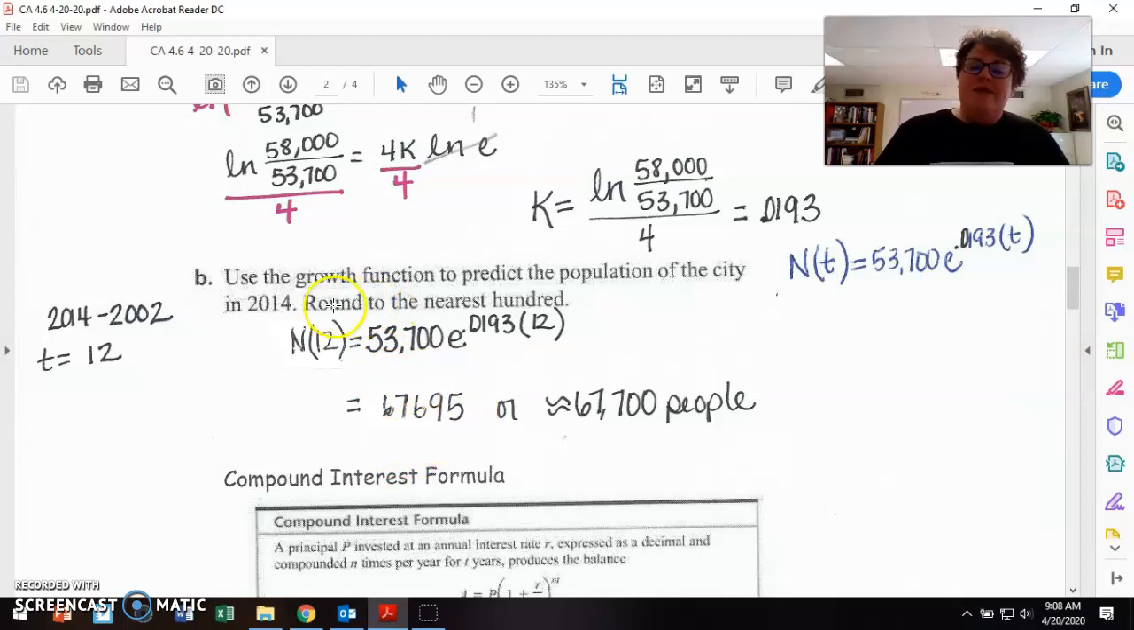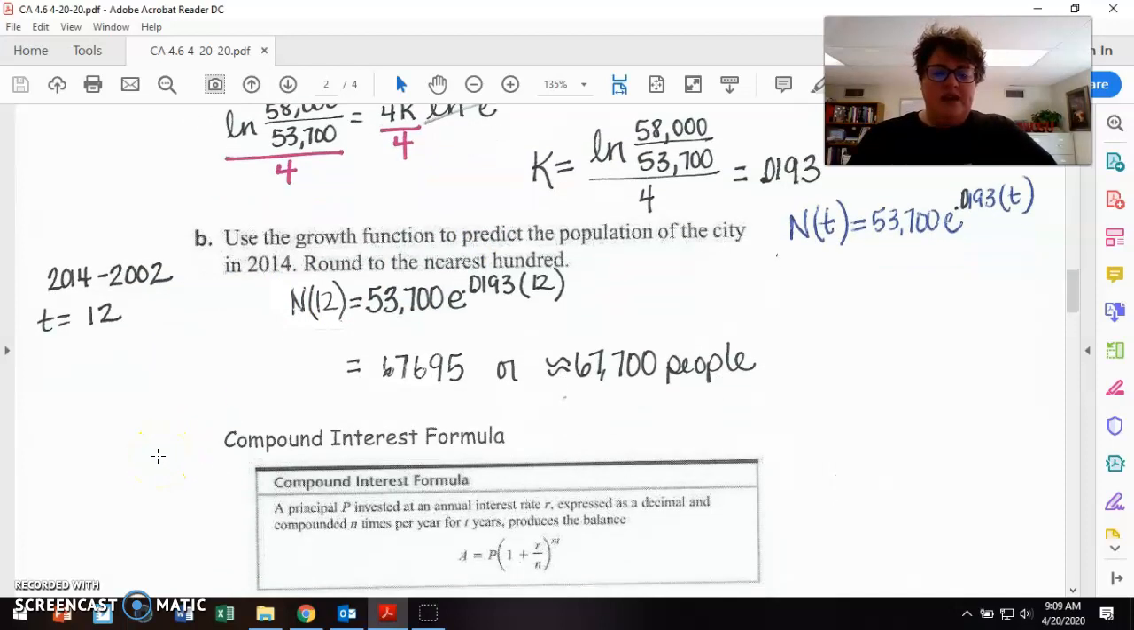67,695. But again, remember it says round to the nearest hundred, so make sure you're reading the problem. So 67,700 people approximately in 2014. Okay, so this is a way of prediction. There's a couple of these in the homework that you can see, and try.